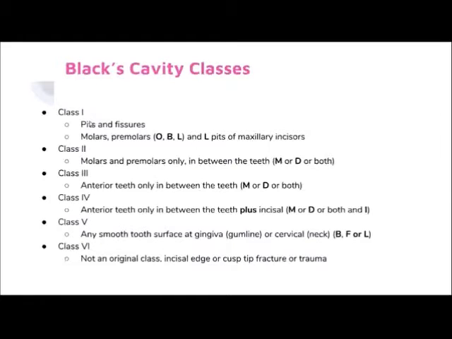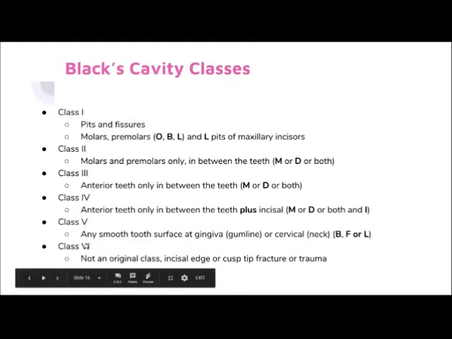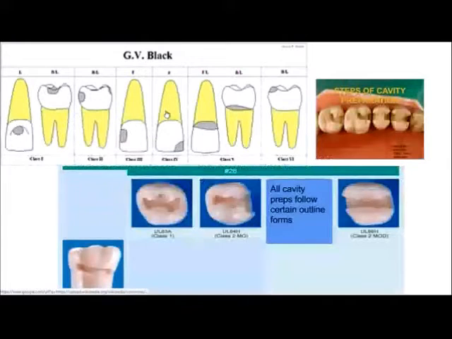So this is a class 1. This is a class 2. Class 3. And then IV is class 4. V is 5. And VI is 6. All right, so that's a Roman numeral refresher there. But we're going to take a look at each one of these types of decay. This is what G.V. Black said.